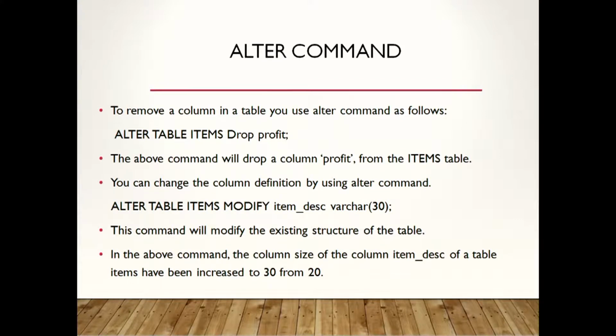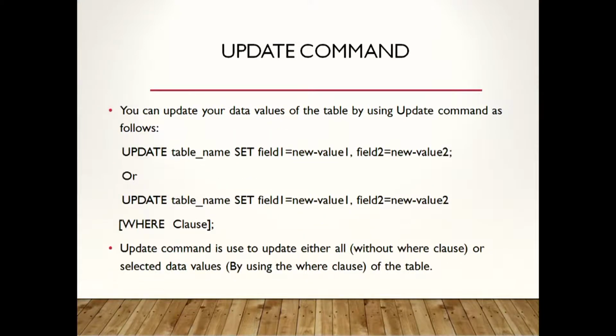You can change the column definition by using alter command. So alter table item, modify item description varchar 30. Now this will modify the existing structure of the table. So in the above command, the column size of the column item description of a table item have been increased to 30 from 20.